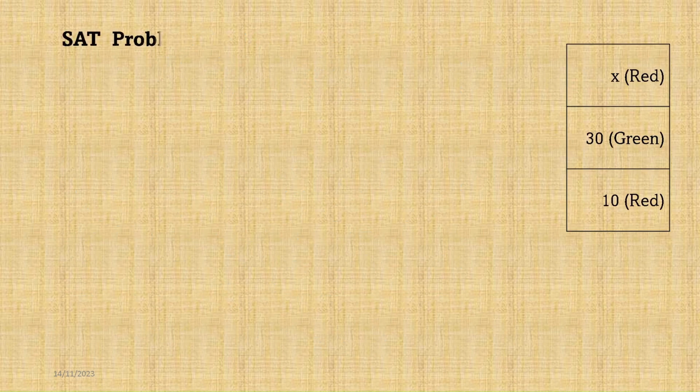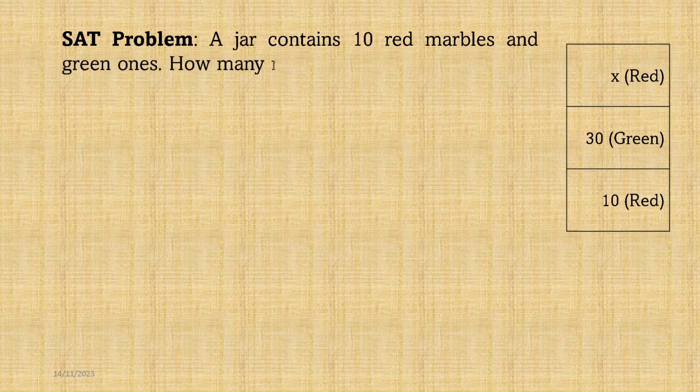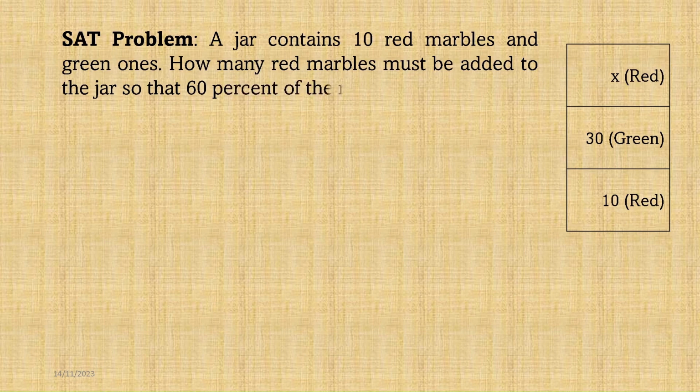SAT problem. A jar contains 10 red marbles and 30 green ones. How many red marbles must be added to the jar so that 60% of the marbles will be red?